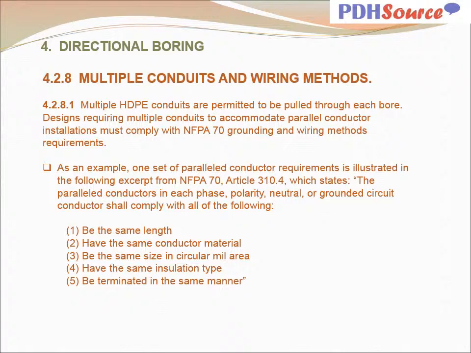Multiple HDPE conduits are permitted to be pulled through each bore. Designs requiring multiple conduits to accommodate parallel conductor installations must comply with NFPA 70 grounding and wiring methods requirements. As an example, one set of paralleled conductor requirements is illustrated in the following excerpt from NFPA 70 Article 310.4, which states the paralleled conductors in each phase, polarity, neutral, or grounded circuit conductor shall comply with all of the following: be the same length, have the same conductor material, be the same size and circular mill area, have the same insulation type, and be terminated in the same manner.